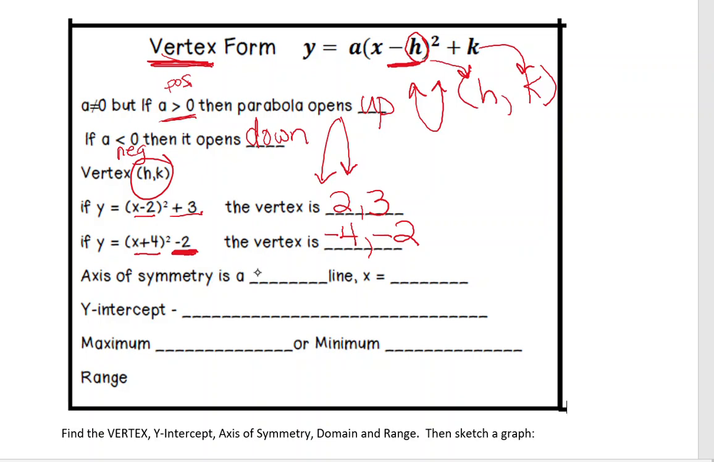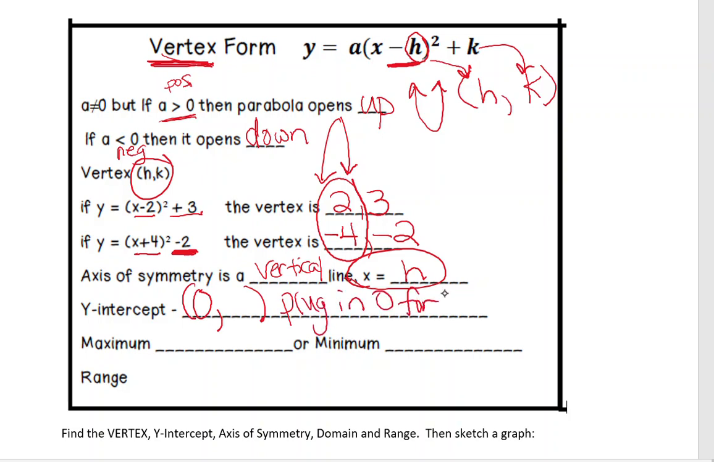The axis of symmetry is a vertical line, and the axis of symmetry is x equals h. Whatever the h value, the x value of your vertex, that's the axis of symmetry. The y-intercept is a number that's paired with 0 for x. So when you plug in 0 for x and solve, you're finding the y-intercept.